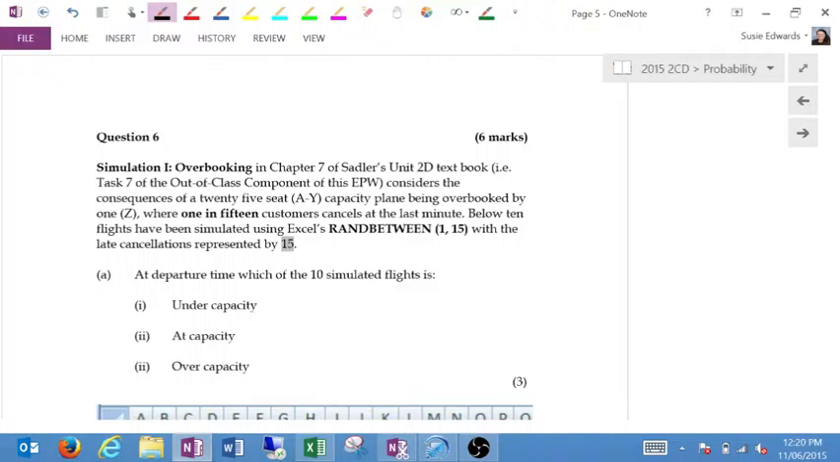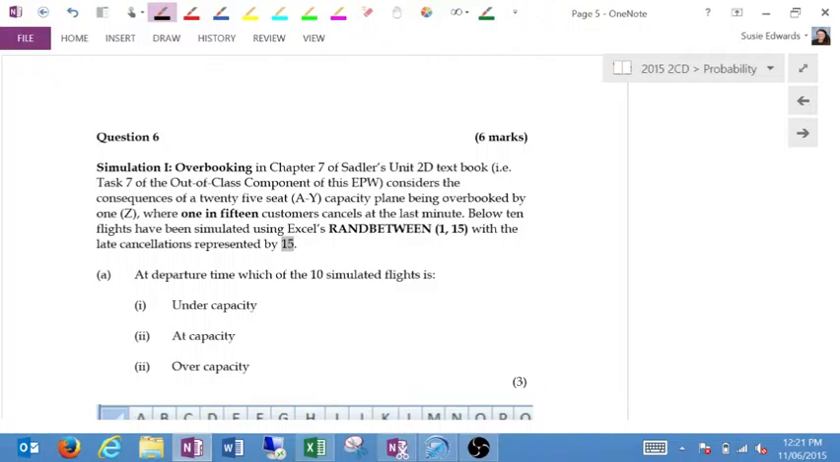25-seat capacity plane being overbooked by 1, where 1 in 15 customers cancels at the last minute. Below, 10 flights have been simulated using Excel's RAND between. So that's just a list of numbers between 1 and 15, with the late cancellations represented by 15.